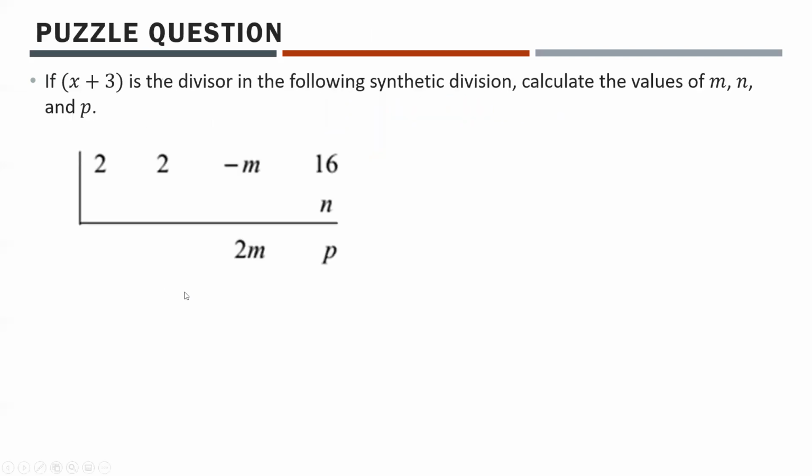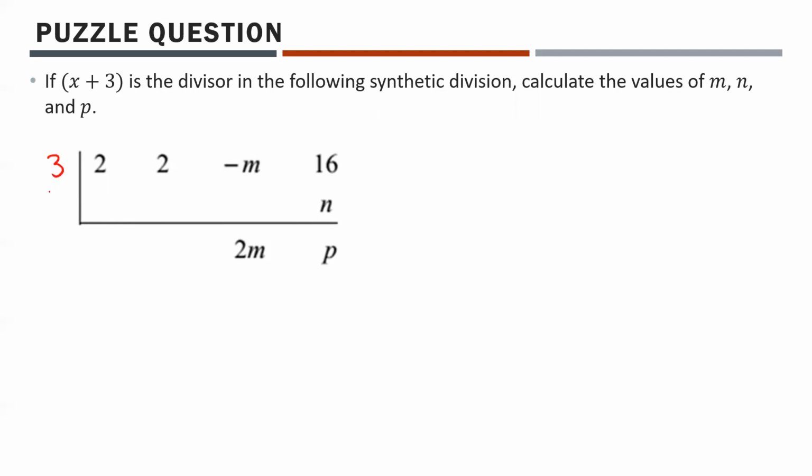Anyway, moving on. Here's something a little bit more typical. These are really strange. They're kind of puzzle questions. So if x plus 3 is the divisor in the following synthetic division, calculate the values of m, n, and p. So we got some missing things in there. We want to figure out what is going on. Well, the only thing we can do on something like that is we know x plus 3 is the divisor. So that means I'm going to have to put a positive 3 out here.